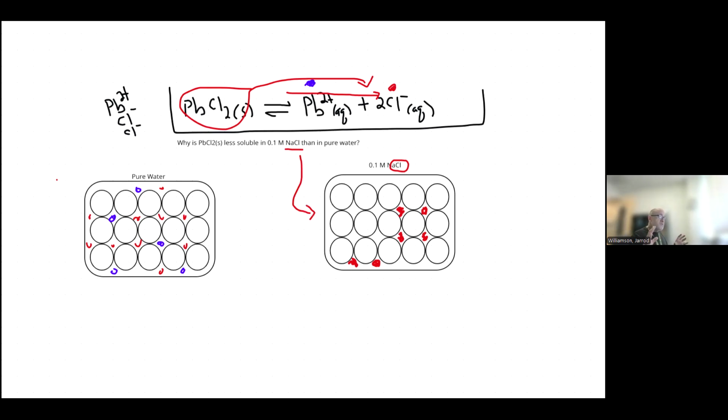Okay, the real answer is Le Chatelier's principle, but that's also another way I kind of conceptualize it. Okay, I hope that helps.